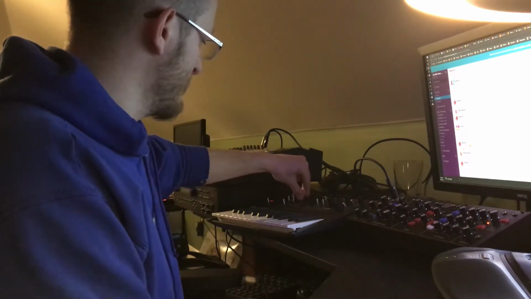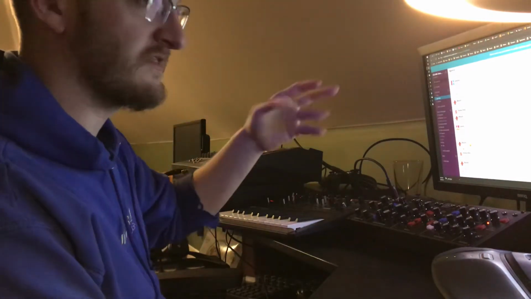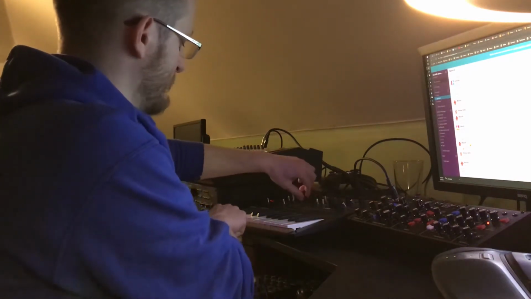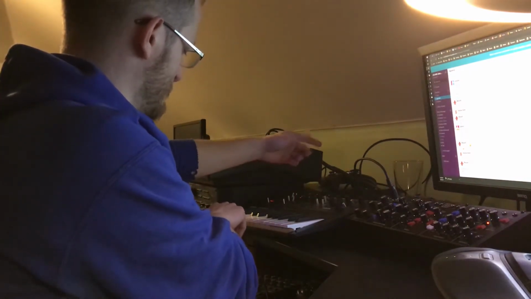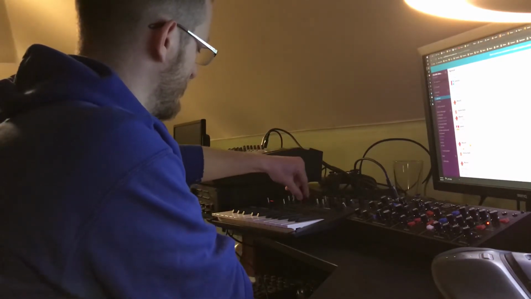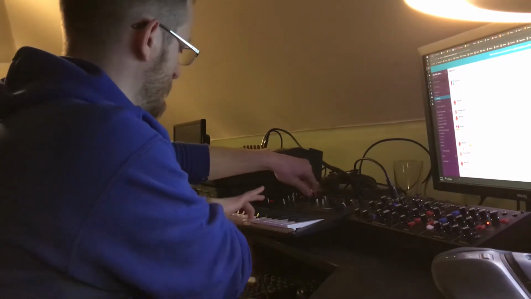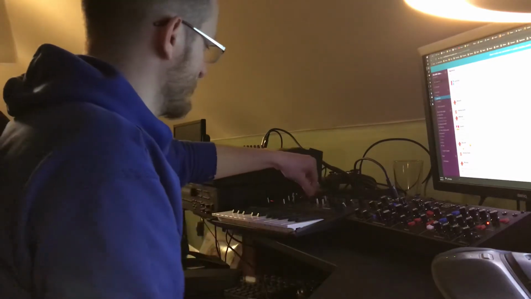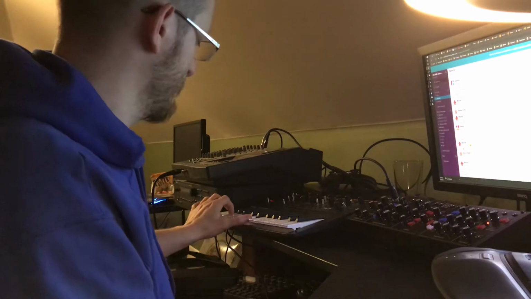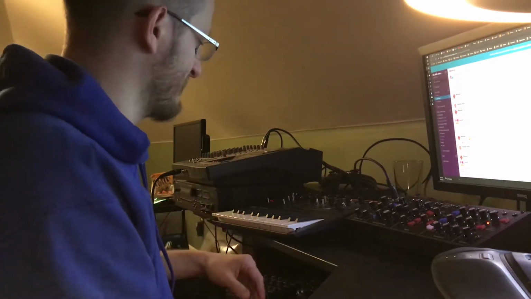Add in the second VCO. The second VCO I have, I believe, tuned to like a third or a fifth off of the first VCO. So here was the first one. It's C. And then the second one. So you can hear that's a bit higher. We do the two of them together. So you can already hear some of that raspiness.